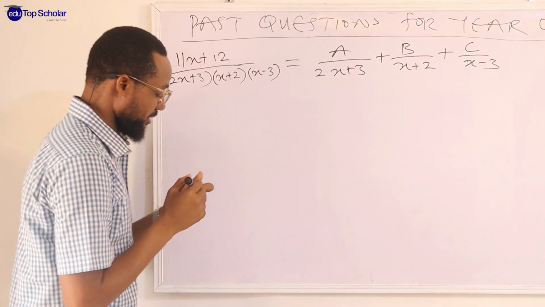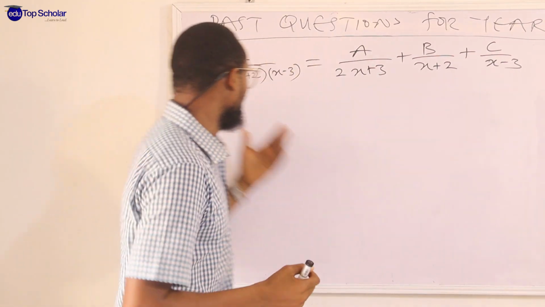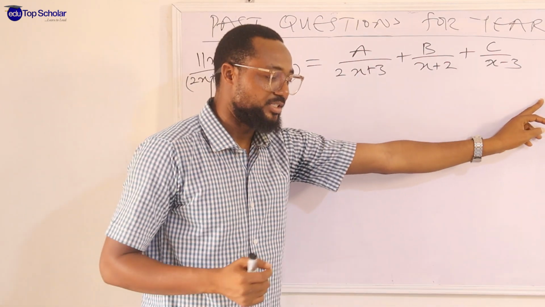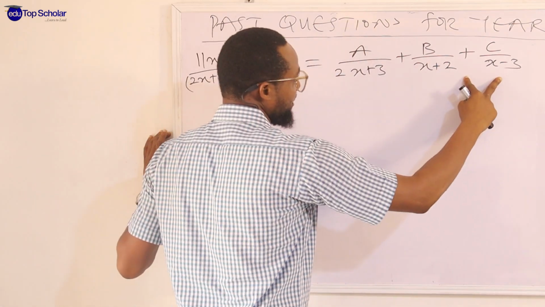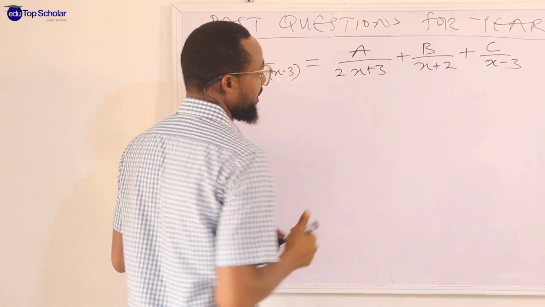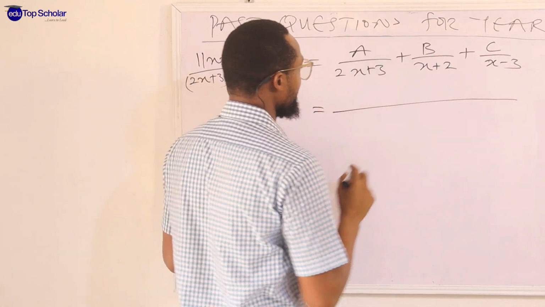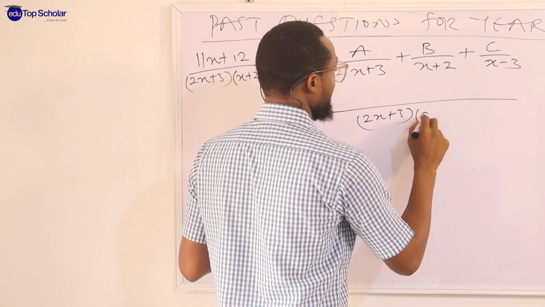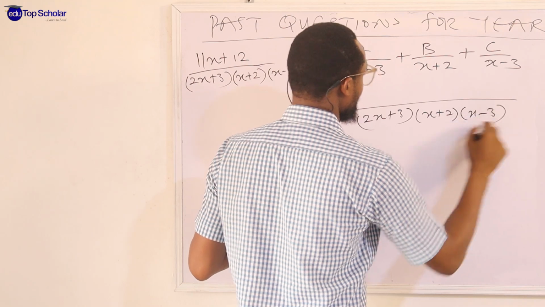Here, there are two ways we can look at this. Either we take the LCM, we compare with this, and we have 11x by what we have next here. Or we go straight and say a multiplied by this remaining 2, since that's what we're going to have when we take the LCM. So that we will not raise too many questions, let's take the LCM. 2x plus 3, x plus 2, x minus 3.